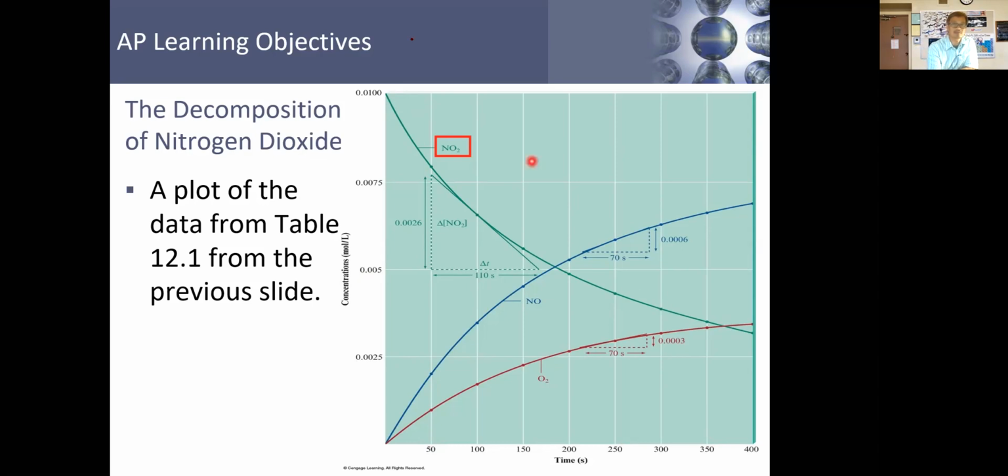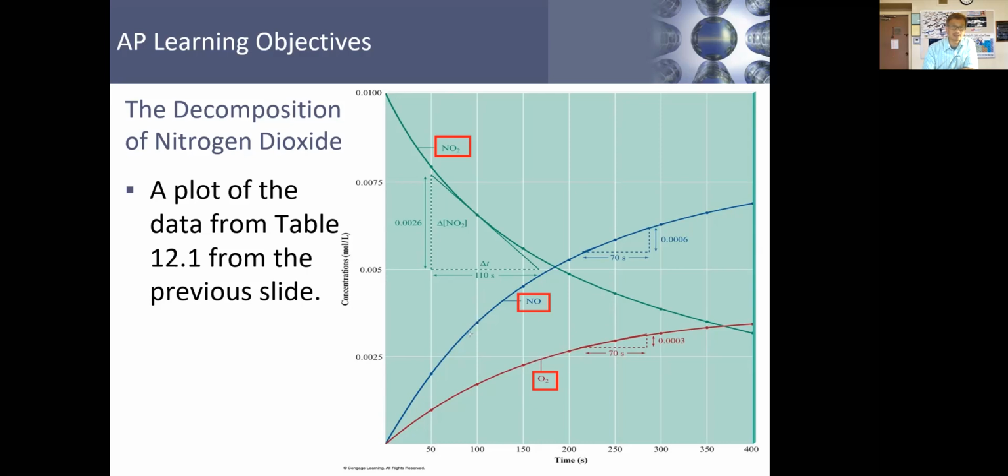If you take a look at the blue curve here, that's the graph plotting the formation of nitrogen monoxide, and the red curve here represents the oxygen as it forms. As you notice in here, we have both of them starting out at 0, and as time progresses, we start seeing more and more of the product forming.